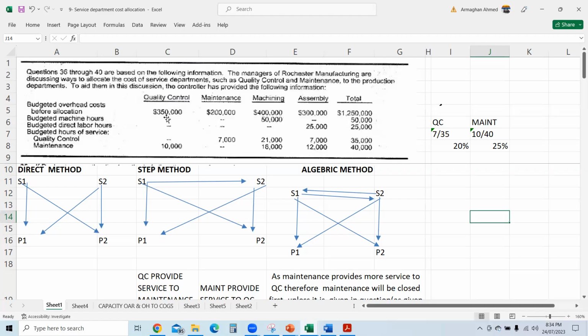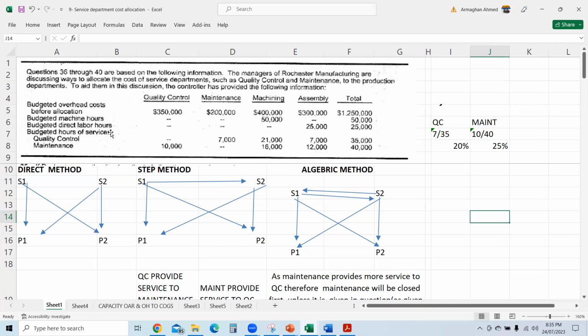Here we have the quality control department, maintenance, machining and assembly, and their direct costs are given. How much cost has each department actually incurred? Quality control 350, maintenance 200,000, machining 400,000, assembly 300,000. The total cost of all departments is 1,250,000. Now you see it is mentioned budgeted machine hours. We have the machining department, where machine hours are basically worked, 50,000 hours.